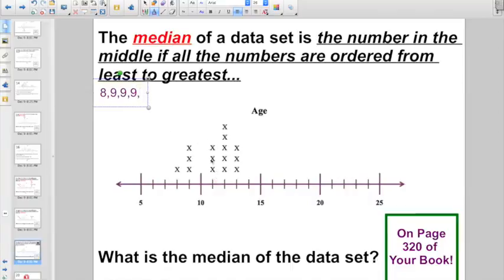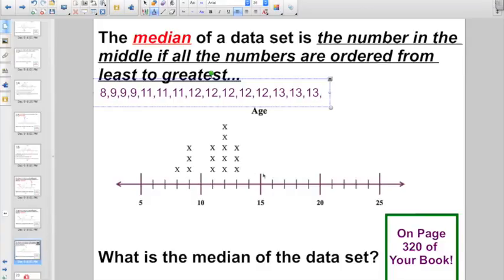I have 3 11s right here, right? So 11, 11, 11. Now over here I have 12, and it looks like I have 5 of those. So 12, 12, 12, 12, 12. And lastly, it's looking like I have 3 more 13s. So 13, 13, 13. So there they are in order from least to greatest, and I gotta find the number in the middle.